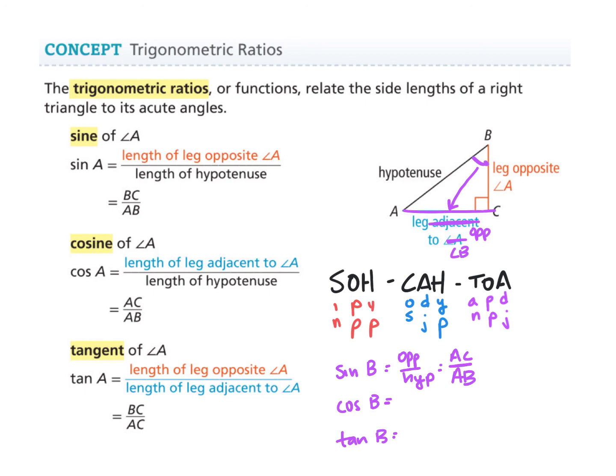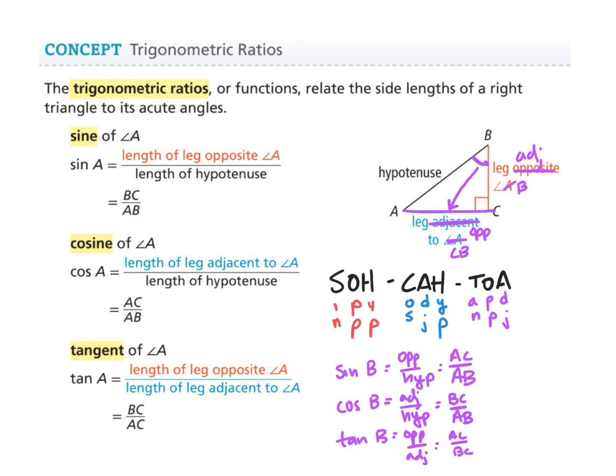The cosine for angle B says put the adjacent leg over the hypotenuse. Well, the leg that's adjacent to angle B is actually this one, segment BC, right? It was opposite angle A, but it's now adjacent to angle B. So when I make my cosine ratio, it would be BC over AB. And then my tangent ratio, which is opposite divided by adjacent, would be AC over BC.